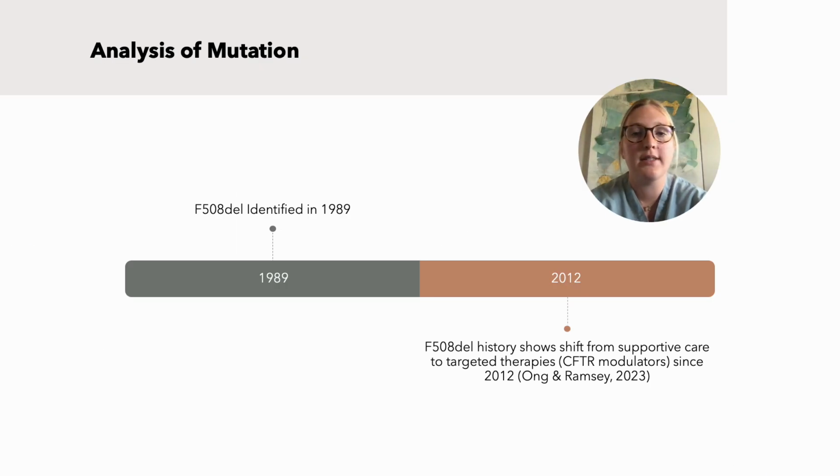So this variant was identified in 1989, and back then it was very supportive care, but now you see a shift starting at about 2012. They have seen an increase in very targeted therapies instead of just supportive care.